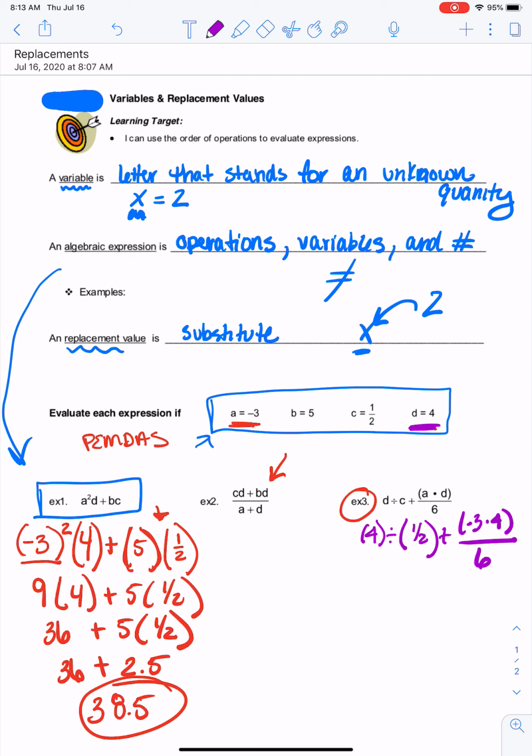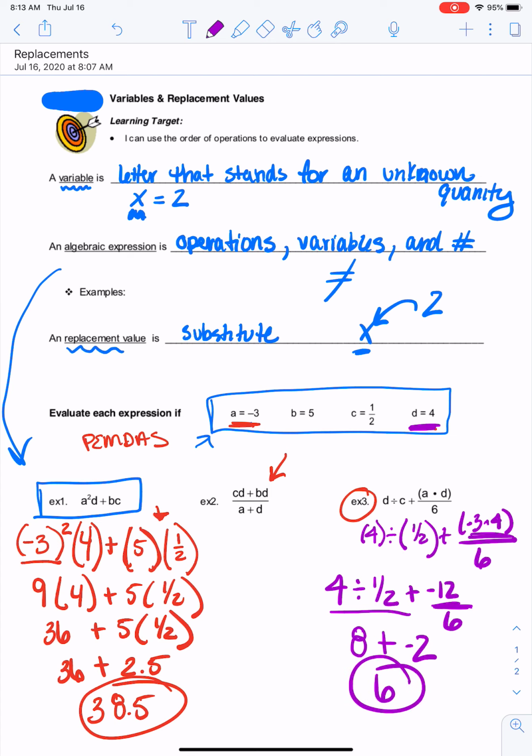So I'm going to follow my order of operations. If I see multiplication, division in the same problem, remember I'm going to do left to right, but I see some parentheses, so I'm going to go ahead and do those first. So I'm going to have 4 divided by 1/2 plus parentheses is going to give me -12 over 6. And then I'm going to do my division. 4 divided by 1/2 is going to give me 8. Plus some division here, I have -2. And my final answer is going to be 6. So go ahead and try example 2, see how you do, and check your answer.